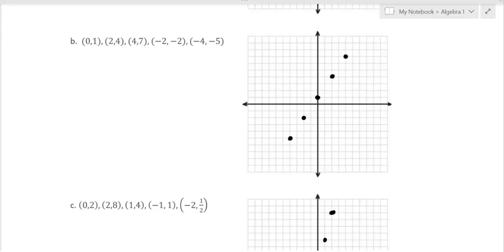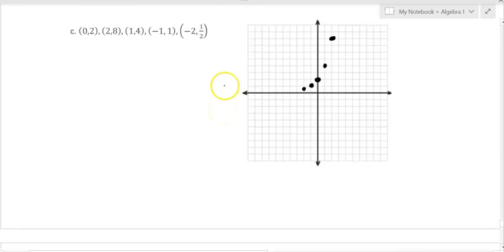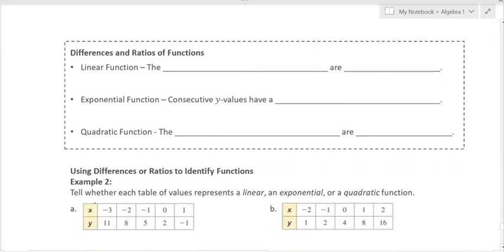Okay, you can see that these points fall in a line, so therefore this is linear. And then you can see that these points are making an exponential curve, so we know it's exponential. Okay, so we're going to talk now about how to do the same thing, essentially how to tell if it is linear, exponential, or quadratic when we just have a set of points or a table.